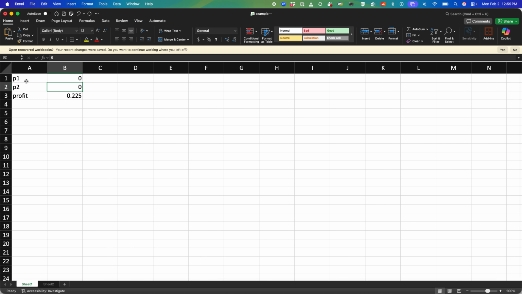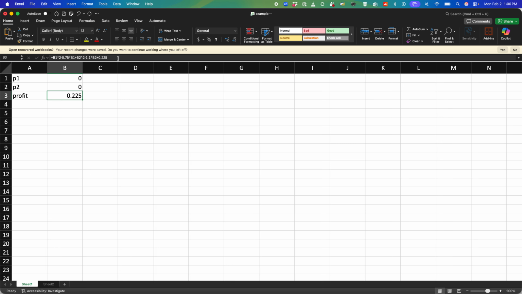Very straightforward. In Excel, I just labeled P1, P2, and profit. Then I set it up so that these values here, B1 and B2, correspond to my P1 and P2. Currently I have them set at 0. The starting point can make a difference, so we'll talk a little bit more about that later.